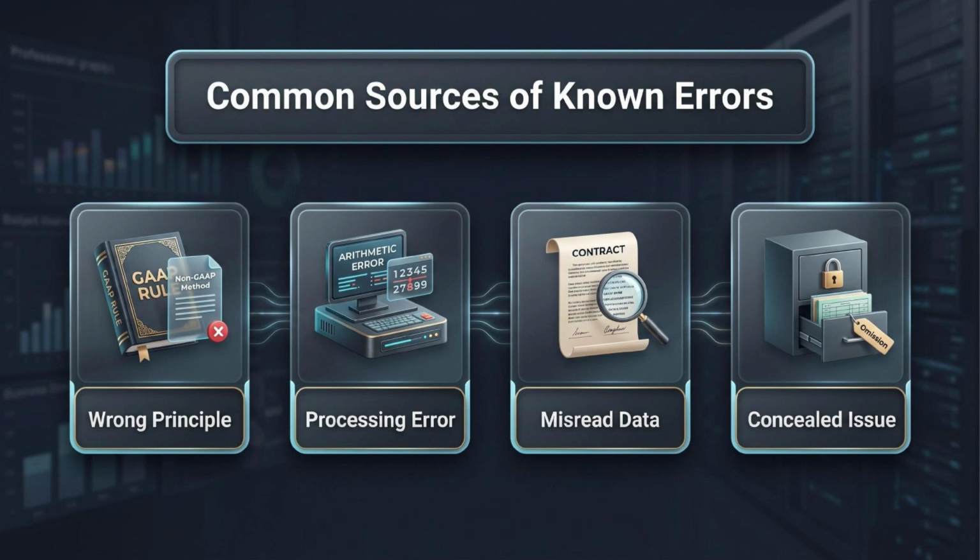Data may be misread, such as misunderstanding a contract term, unit price, or foreign exchange rate. A concealed issue may also exist, such as an omitted liability or revenue recognized too early. These examples share one feature. The error can be tied to a specific fact pattern and a specific amount. The correction is identifiable. The harder question is whether the item is material.